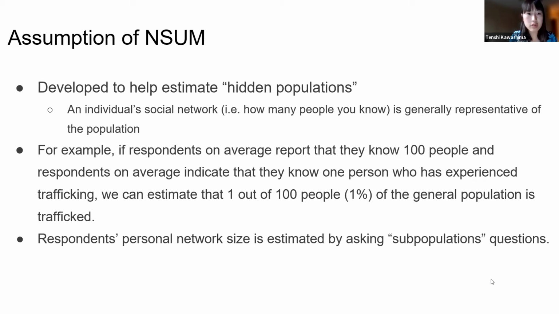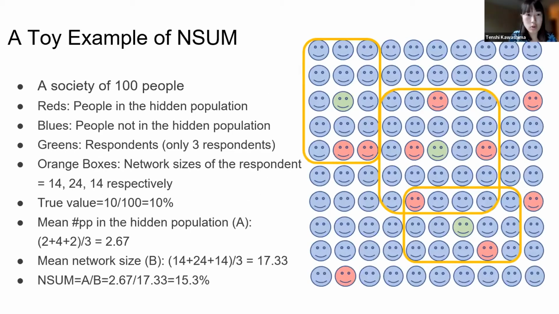So we assume that the individual social network is generally representative of the population. To determine how many people a respondent knows on average, or the personal network size, we estimate that by asking subpopulation questions, which we will discuss later. I will turn it over to Hongju.